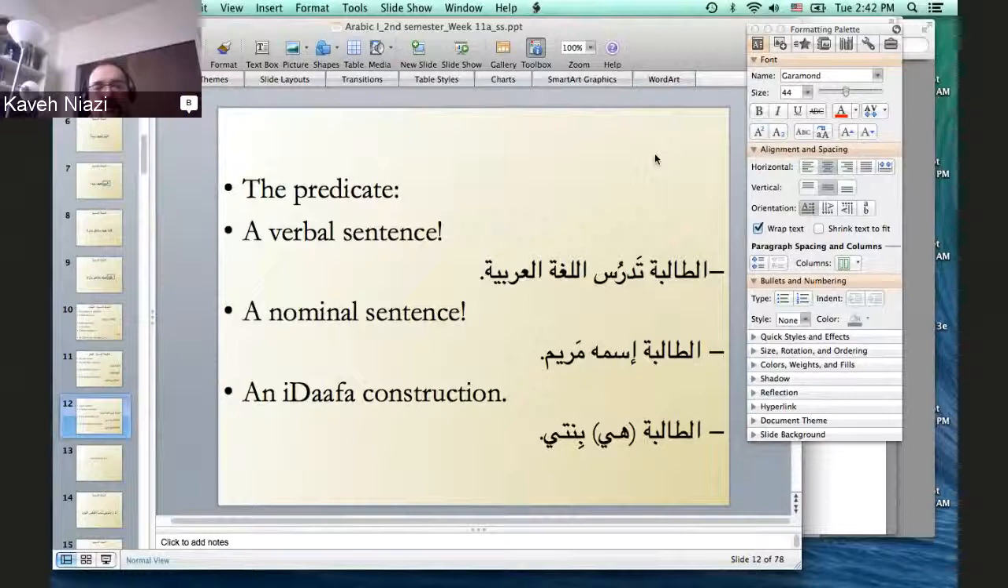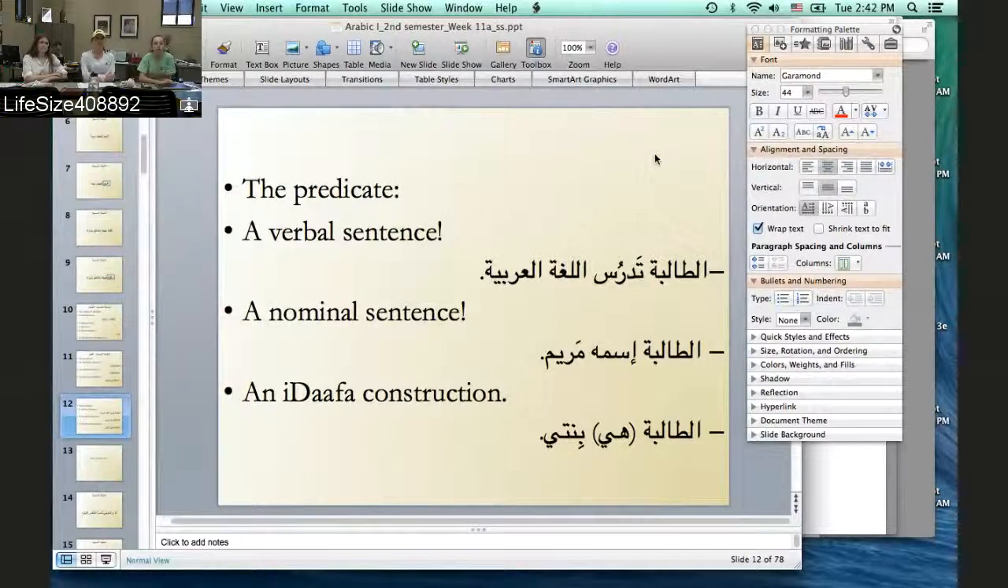Right? And then it gets even more interesting. You can have an idafa construction as the predicate. Who wants to read the last example? At-taliba hiya binti. Very good. What does that mean? The student is a girl. What about binti? What about the possessive at the end? It would be, is my daughter. That's exactly right. The student is my daughter.